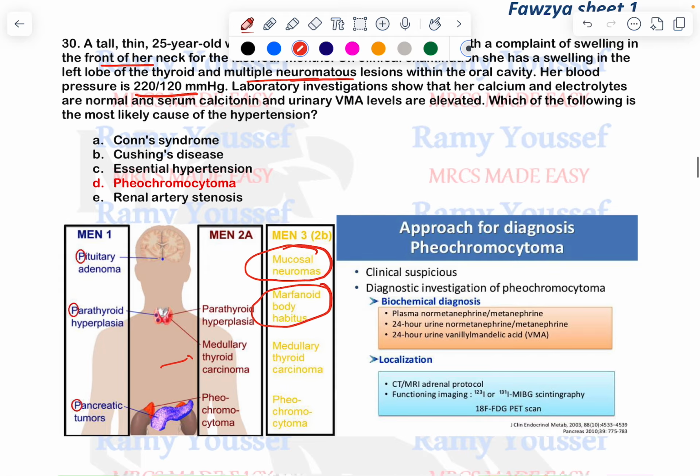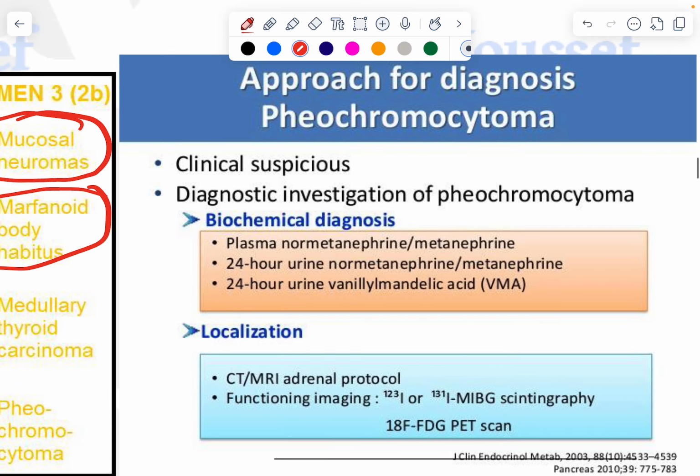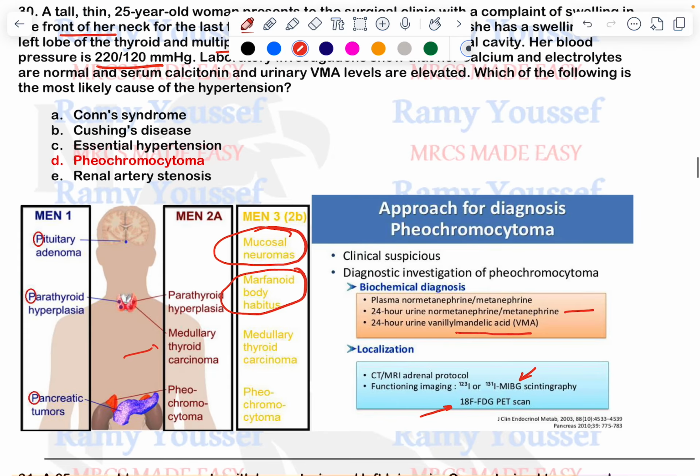So clinical diagnosis of pheochromocytoma is based on urinary metanephrines or vanillylmandelic acid. Localization is by MIBG scan. Functional imaging is by FDG PET scan.